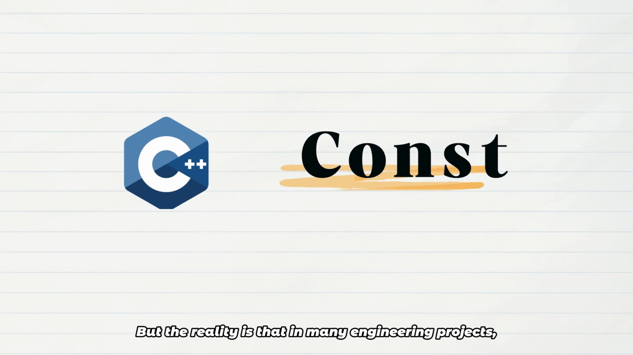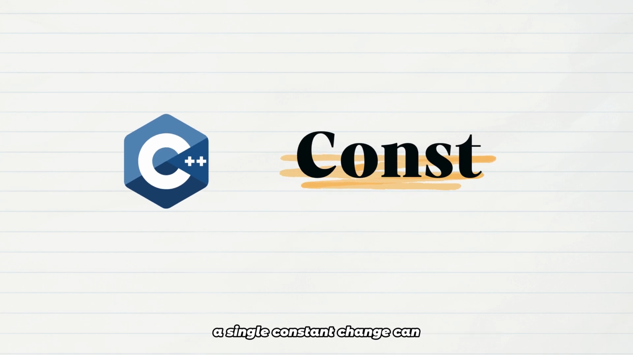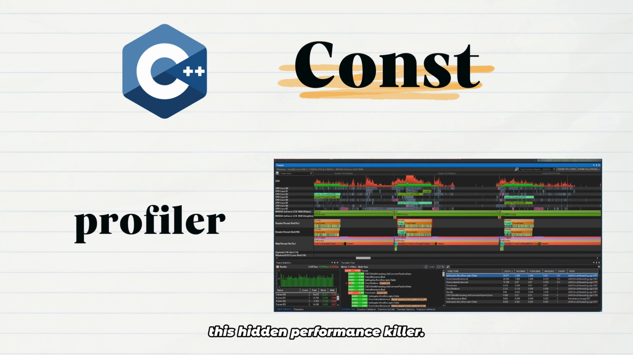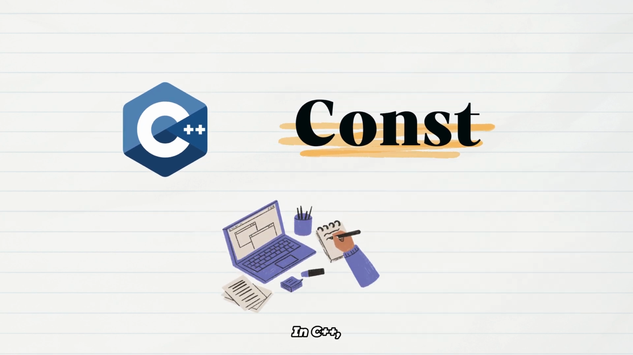But the reality is that in many engineering projects, a single const change can directly tank performance. What's worse, the code compiles without errors, the logic works perfectly fine, and only a profiler can catch this hidden performance killer. In today's video, I want to make one thing crystal clear. In C++, const is not just a read-only marker. It's a design decision that can alter the entire performance path of your code.